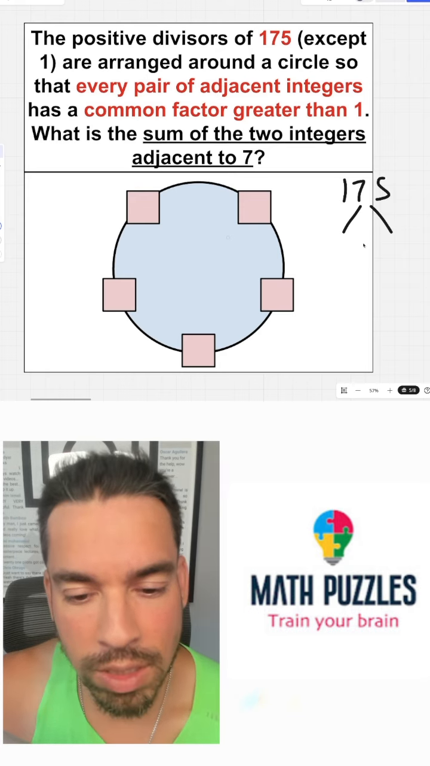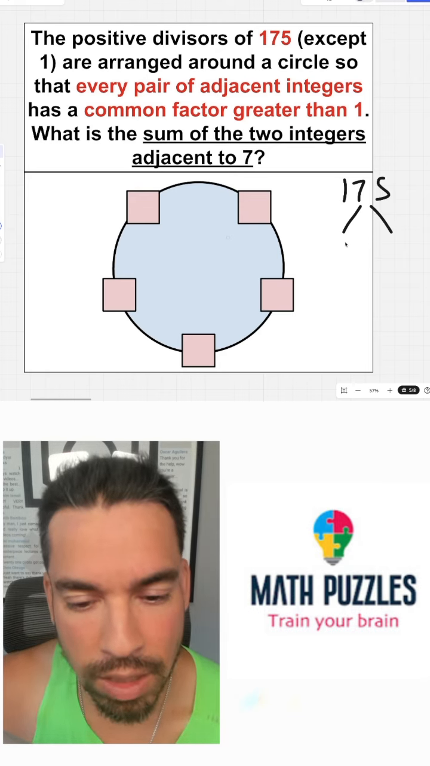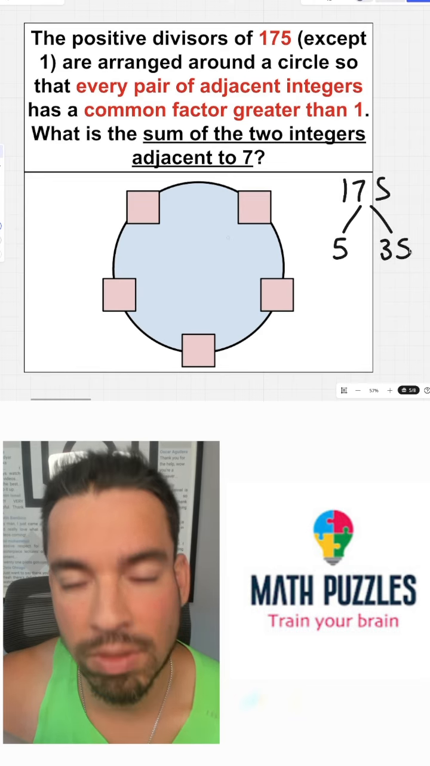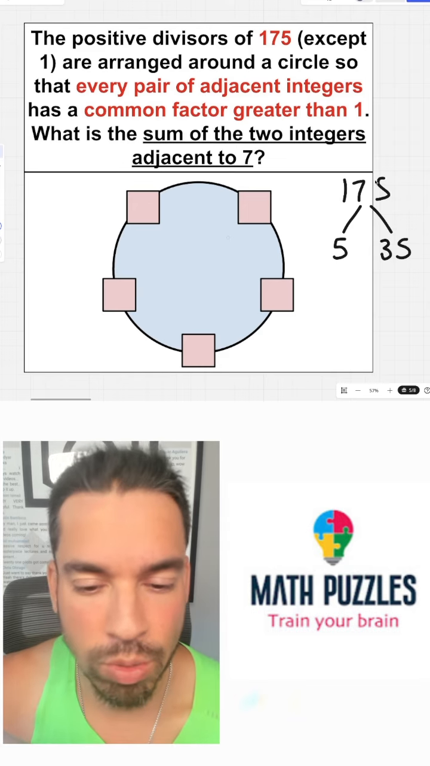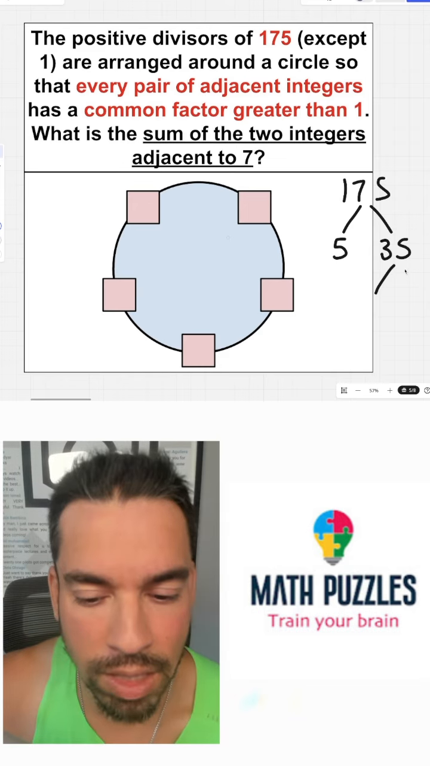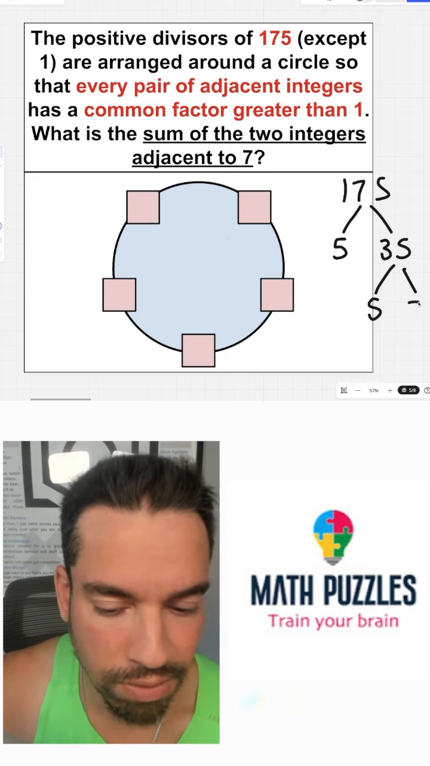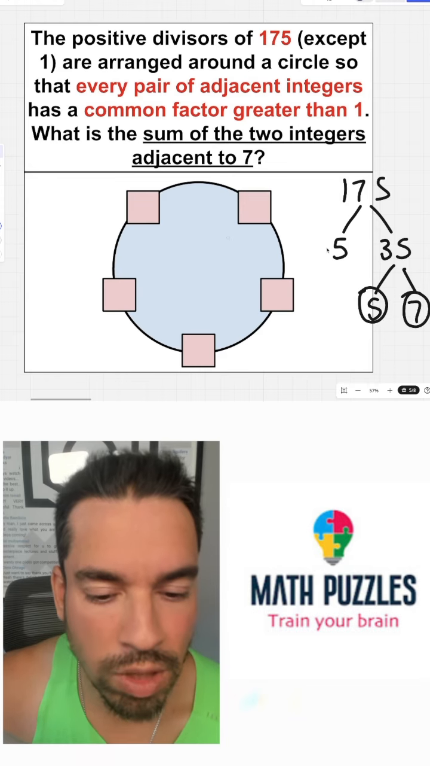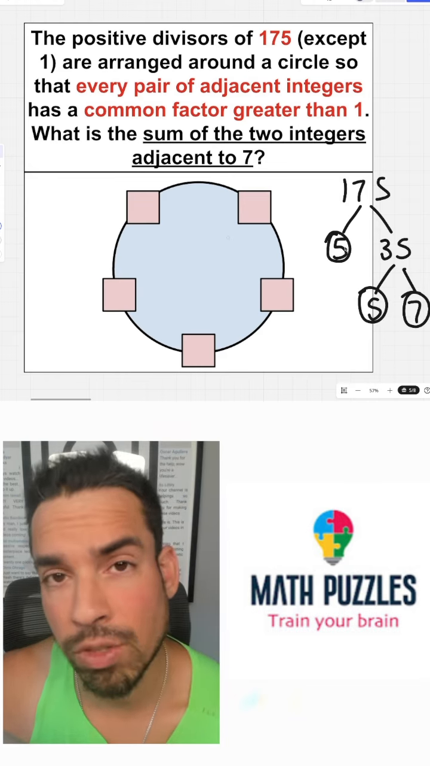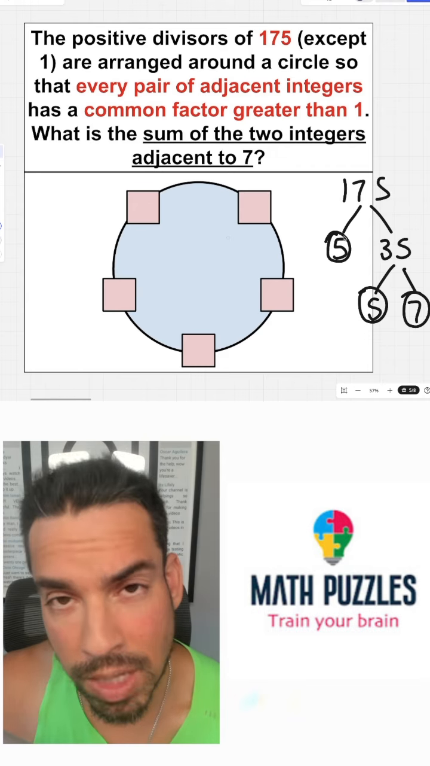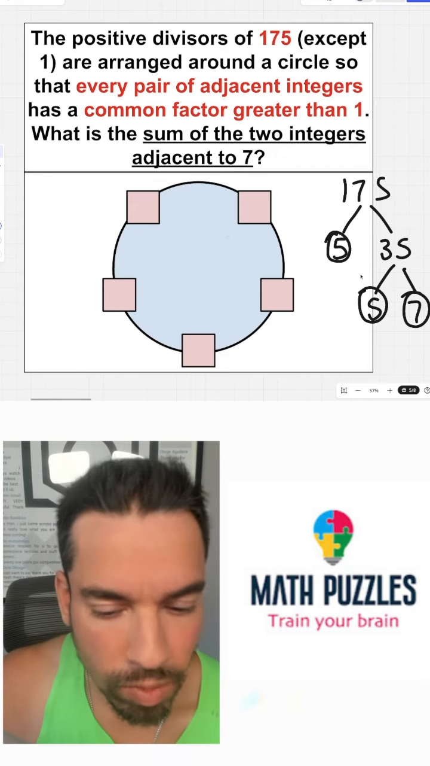So 175 is actually going to be 5 times 35, right? 5 times 30 is 150 plus 25. 5 times 5 is 25. That makes us 175. Then these guys have prime factors of 5 and 7, right? So these are the 3 prime factors, 5, 5, and 7. And from this, we can figure out all of our factors.